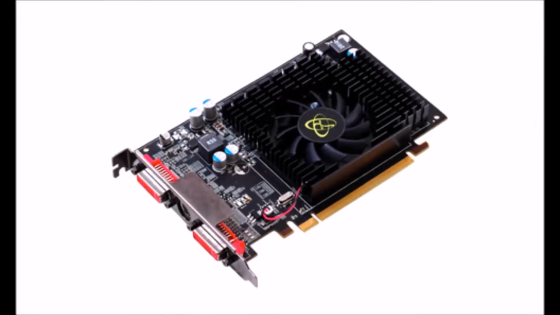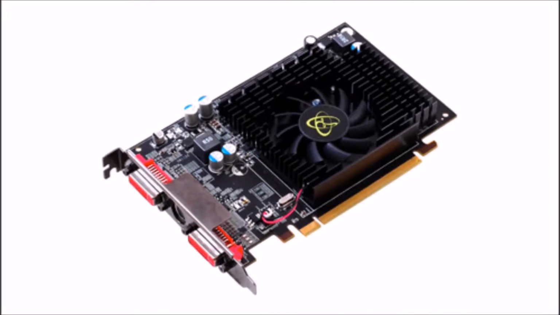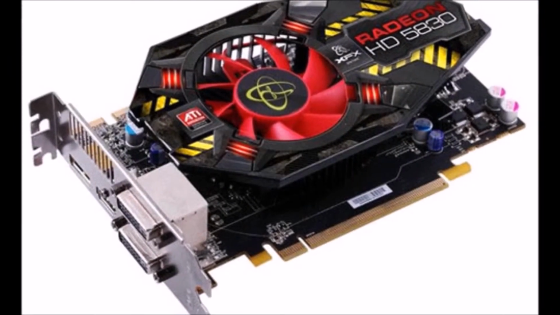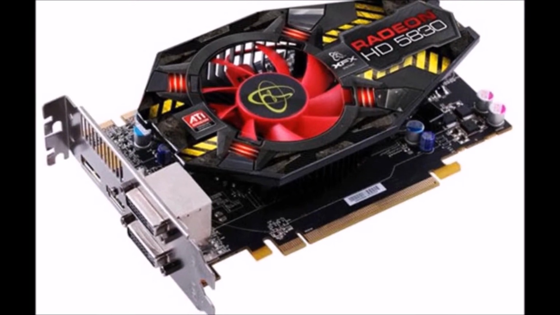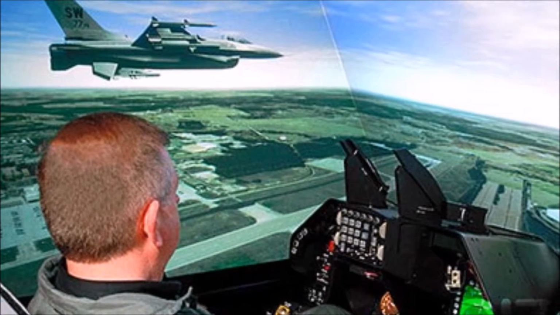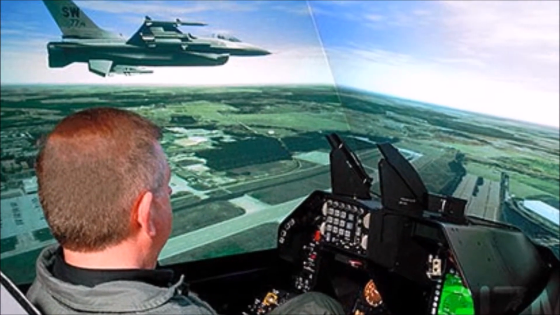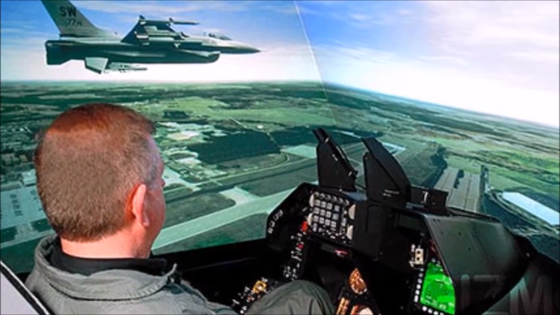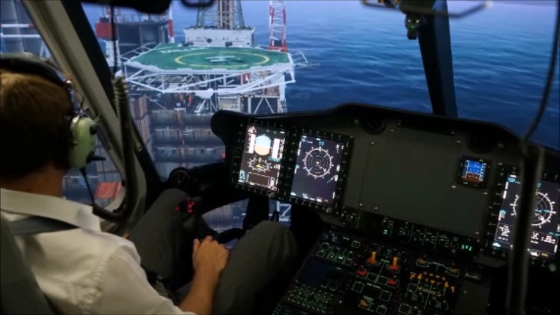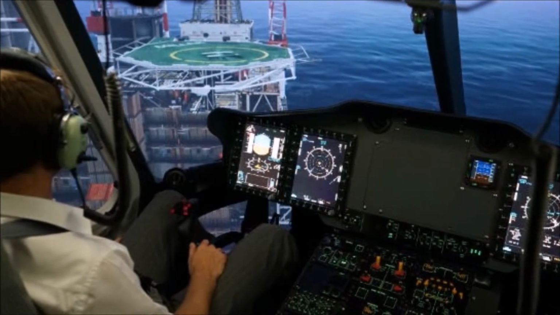Graphics card prices range from $60 for a low-end model, with high-end variations selling for up to $5,000. High-end cards would be used primarily by commercial entities for large-scale rendering and graphics processing. Applications of such power would be used for training on flight simulators, heavy equipment, medical imaging, and energy exploration.